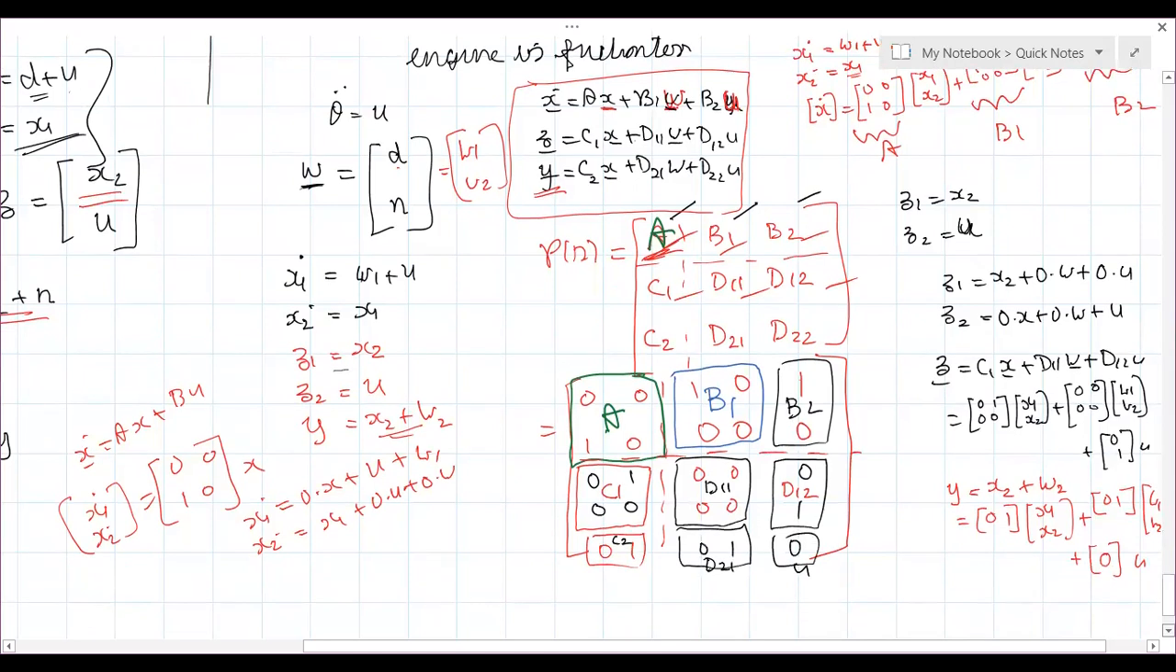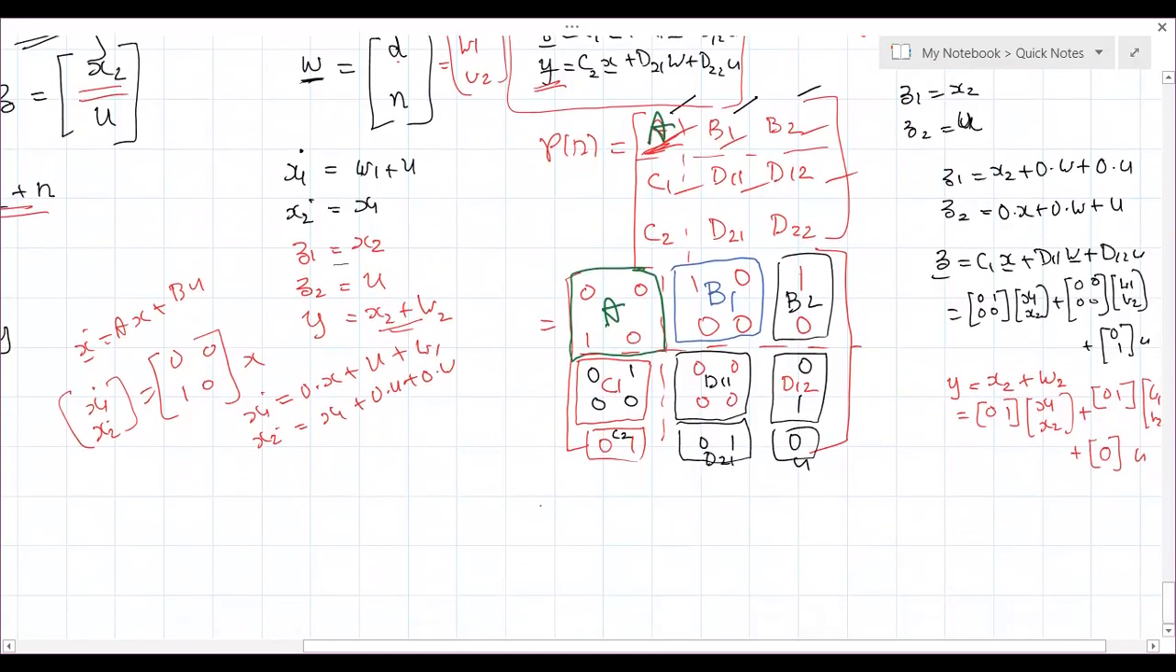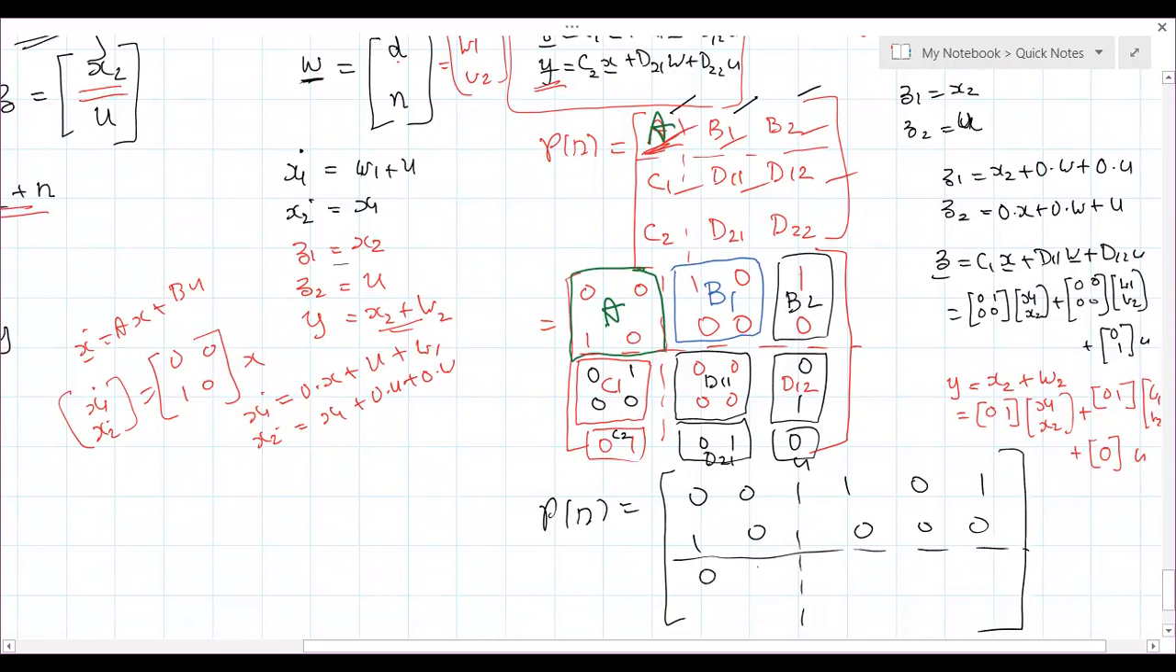So let me write it here for clarity. P of S is equal to what? 0, 0, 1, 0, 1, 1, 0, 0, 0, 0. Then 0, 1, 0, 0, 0, 0, 0, 0, 1, 0, 1, 0, 1, 0. Okay, this will be the plant structure. Is this clear to all?